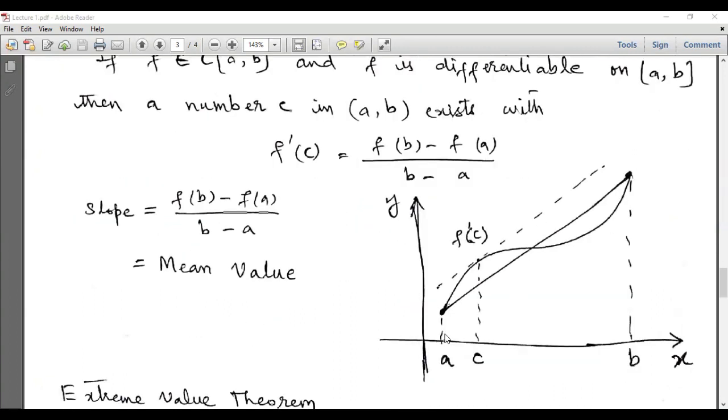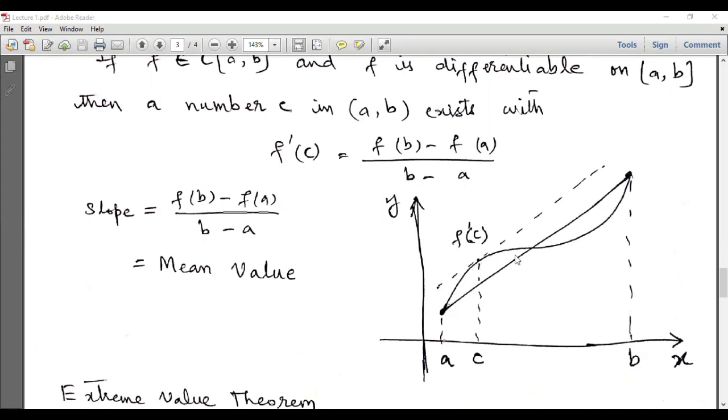Suppose this is a function and it is defined between the points a and b, and here you can see that this is the point a, this is the point b. If I draw a straight line from this point a to this point b, then the slope of the straight line is equal to (f(b) minus f(a)) divided by (b minus a), because the definition of slope is (y2 minus y1) divided by (x2 minus x1). Here we have y1 equal to f(a) and y2 equal to f(b). Similarly, x2 is b and x1 is a. So the slope of the straight line is equal to (f(b) minus f(a)) divided by (b minus a).